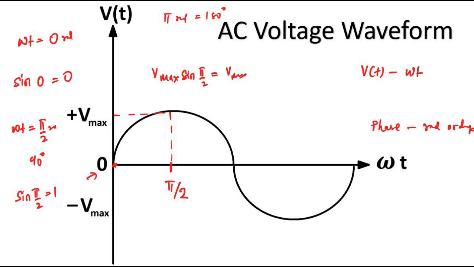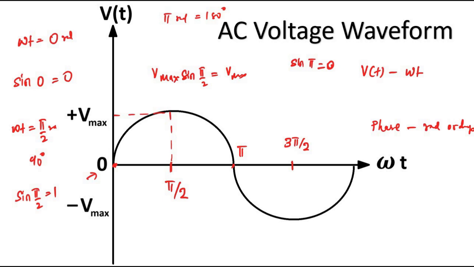Okay, then we have omega t equal to pi radian or 180 degree. Now sin pi or sin 180 degree is equal to 0. So at this we have Vmax sin pi, which is equal to Vmax into 0, which is equal to 0. So again here we come back to 0. Again here this is 3 pi by 2.